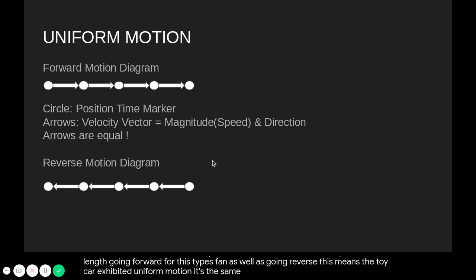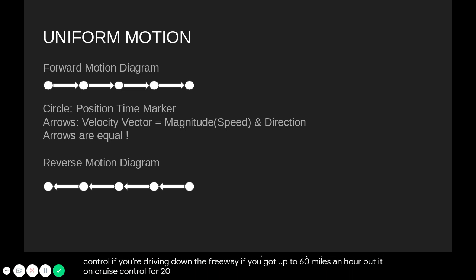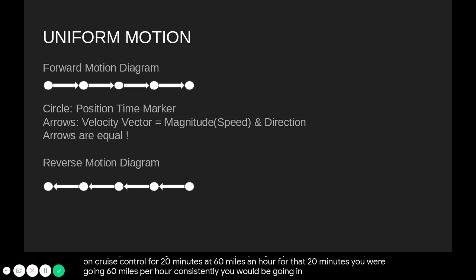It's the same as if you were to put your car on cruise control while driving down the freeway. If you got up to 60 miles an hour and put on cruise control for 20 minutes at 60 miles an hour, for that 20 minutes you were going 60 miles per hour consistently, you would be going in uniform motion.